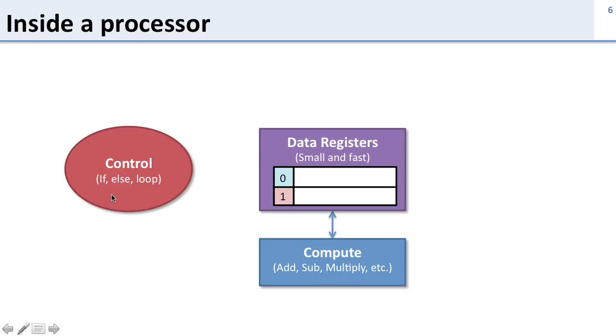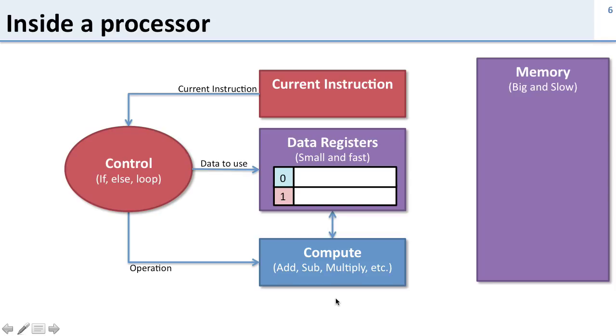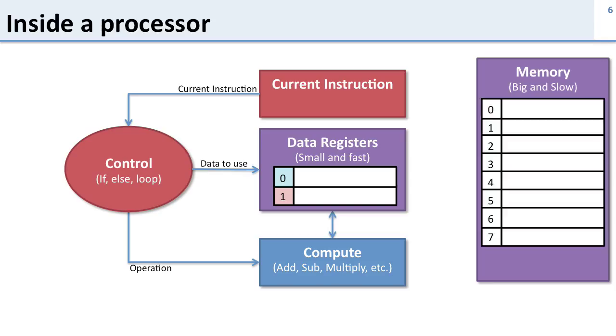We also have control logic. The control logic is responsible for making sure that everything over here knows what it's going to do. It tells the compute unit what operation to do. It tells the data registers which register to use. And in order to know what instruction to do, we need some way to store the current instruction. So the current instruction is going to go into the control logic. The control logic is then going to use the current instruction to tell us which data to access and which operation to do. In addition to that, we need to be able to access our memory. This is where we keep most of our data, and this is big and slow.